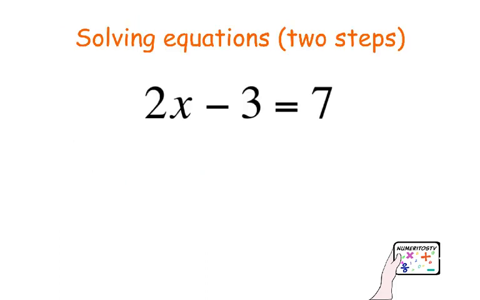Now let's solve equations in 2 steps. If you observe this equation, 2x minus 3 equals 7, and we apply the same rule, we need to divide the equation left and right and then isolate the variable. We have two numbers that we need to get rid of in this left side. So this 2 is multiplying my x, and then this 3 is subtracted from the term 2x. So we have multiplication and subtraction.